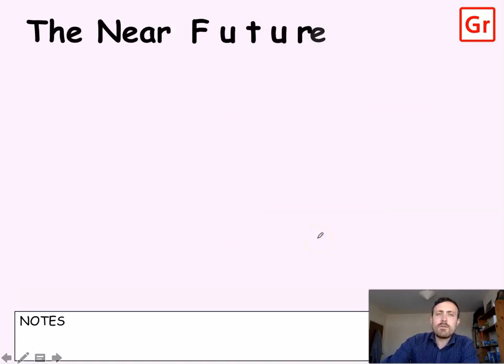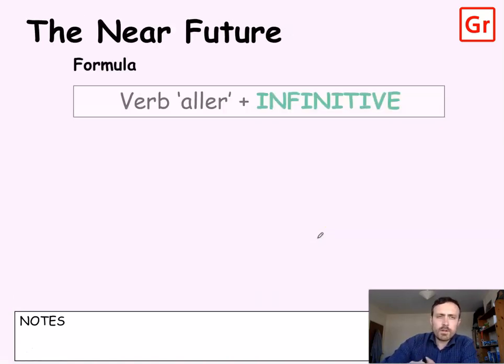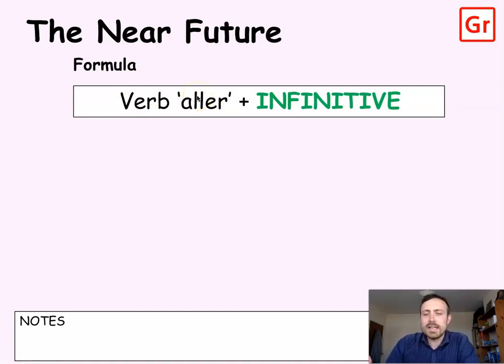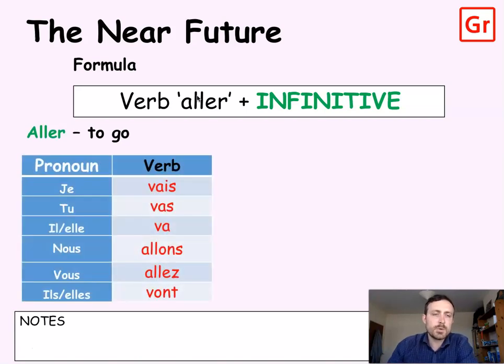If we're looking at how we form it in French, the formula for that is the verb aller, but it needs to be conjugated. So we can't just say je allais, it needs to be je vais, or tu vas, or nous allons, plus the infinitive of the verb that you're going to do. So it's really important for this tense that we know the verb aller. And here's the verb aller: je vais, tu vas, il va, elle va, nous allons, vous allez, ils vont, and elles vont. So it's really important that we know that, because that's going to be part of the verb.